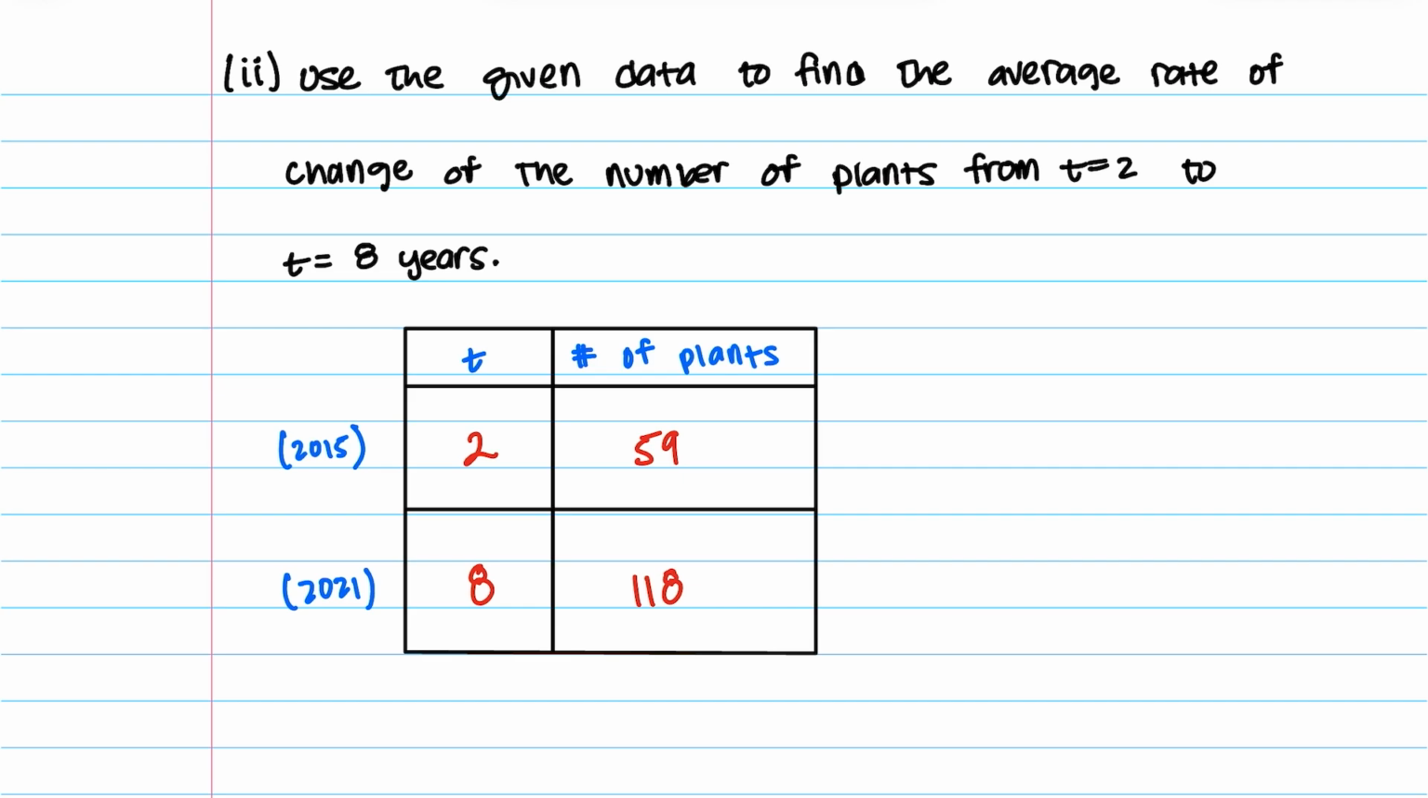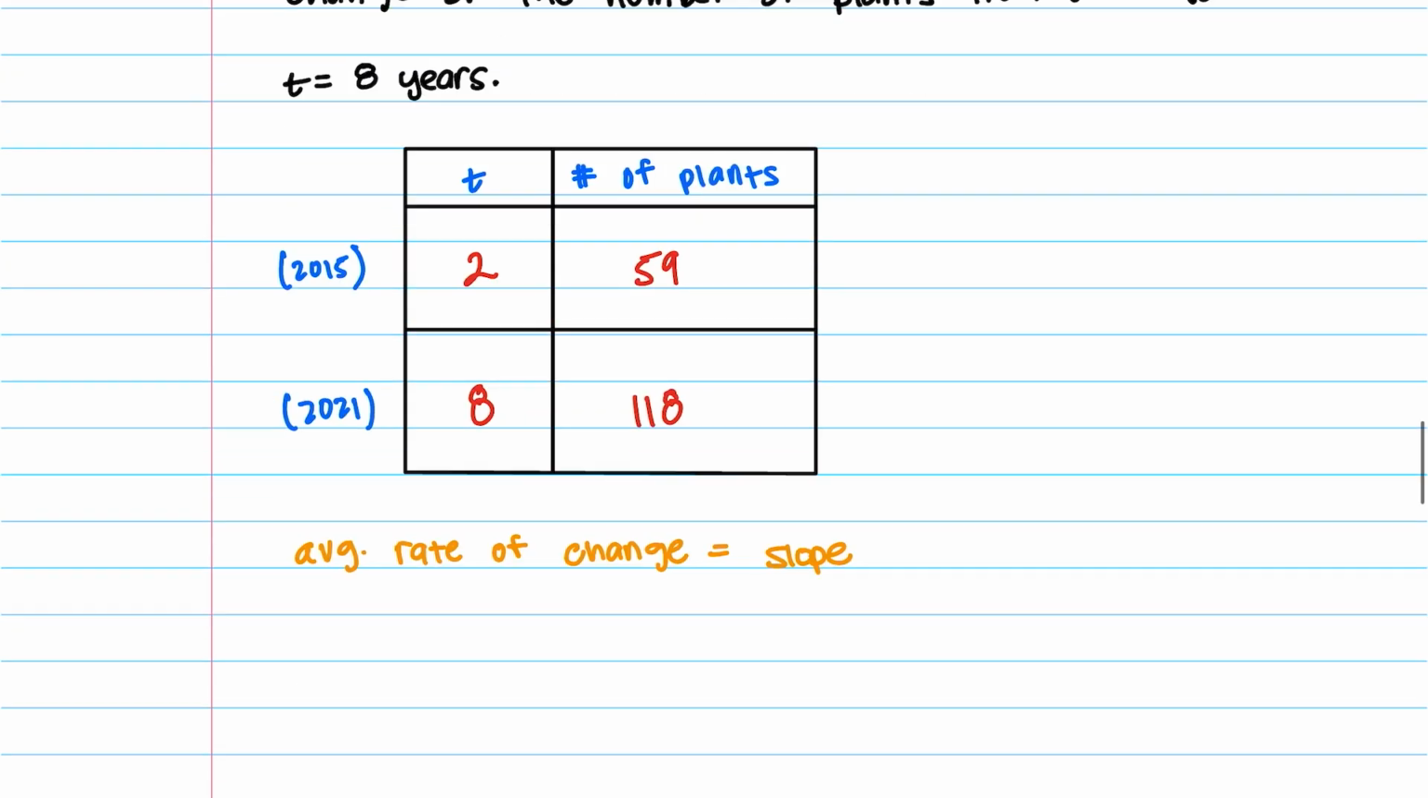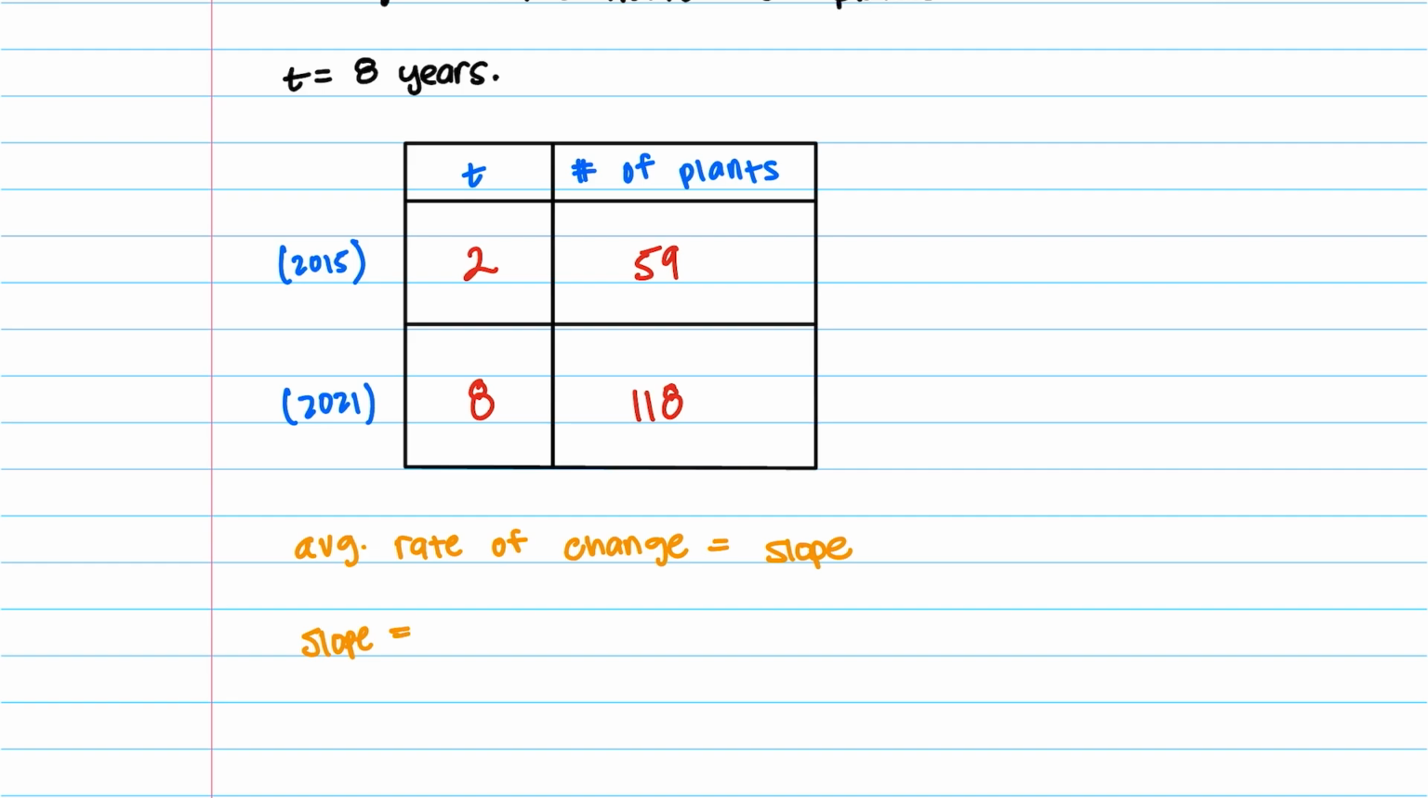Now, when it comes to the average rate of change, the average rate of change is just another fancy word for slope. And if you think back to your algebra days, you know that slope is equal to y2 minus y1 divided by x2 minus x1. Now in this case, y2 represents the number of plants in 2021, which is 118, minus y1, which is 59, all divided by x2, which in our case is 8, minus x1, which is 2.